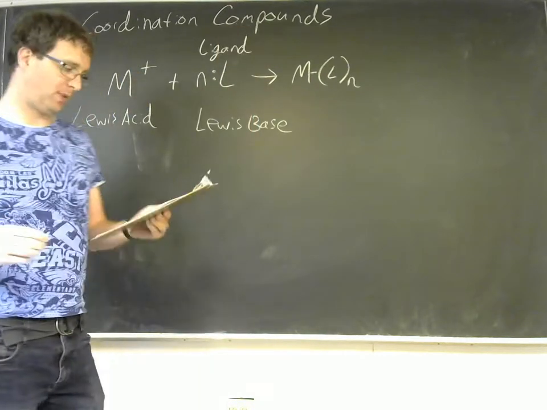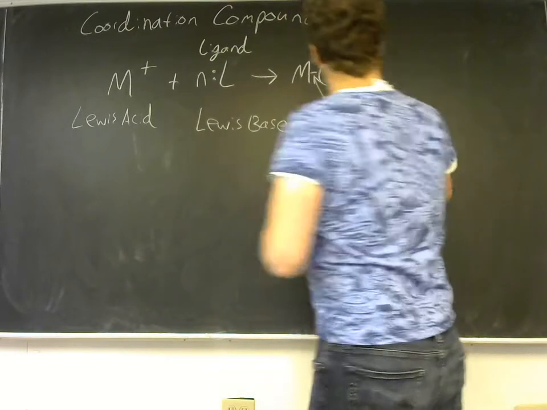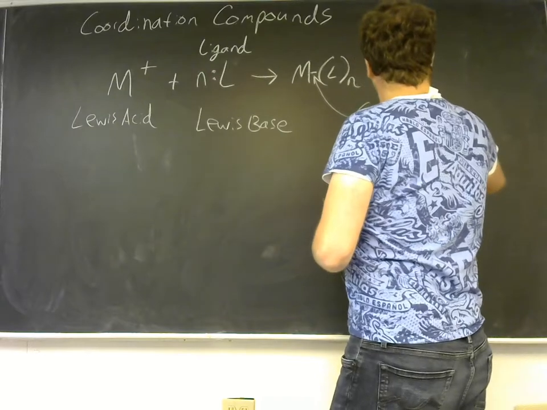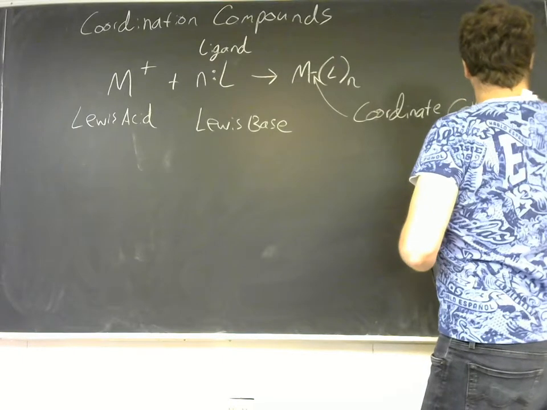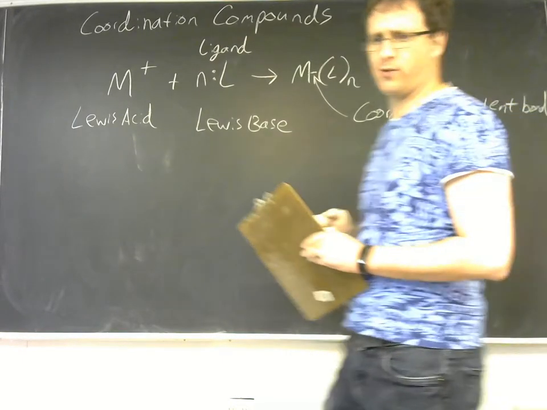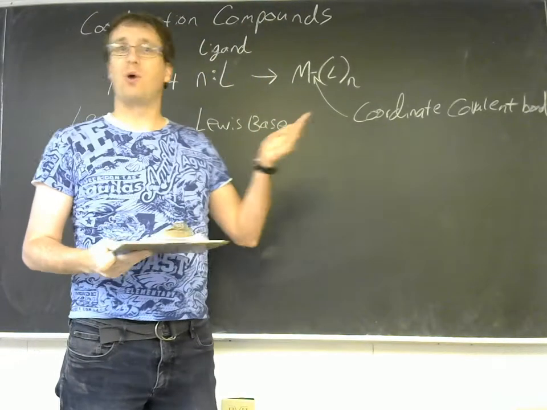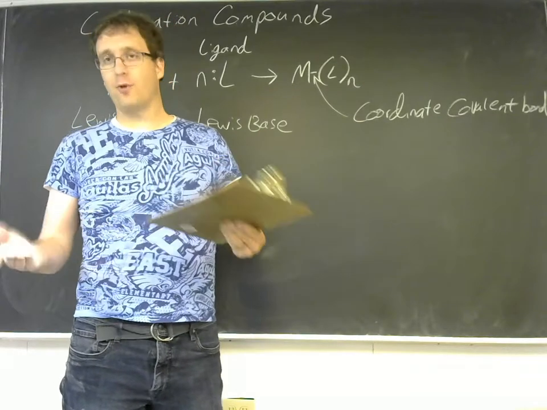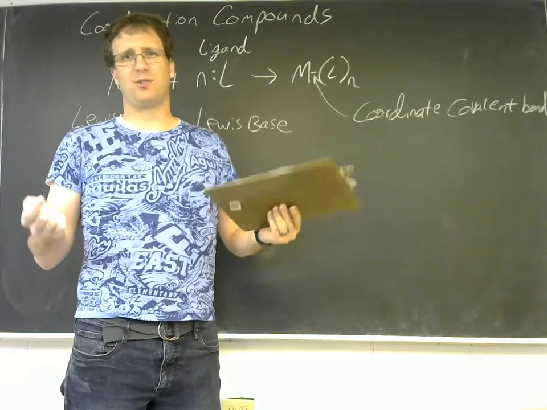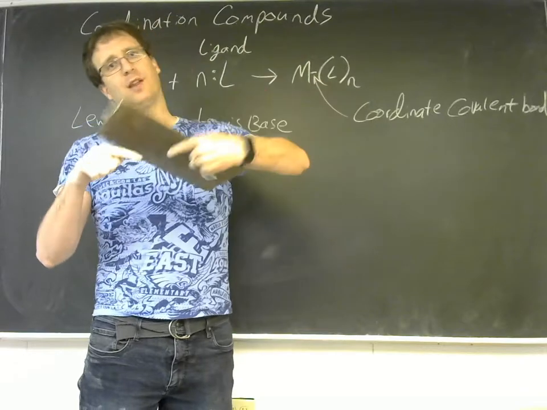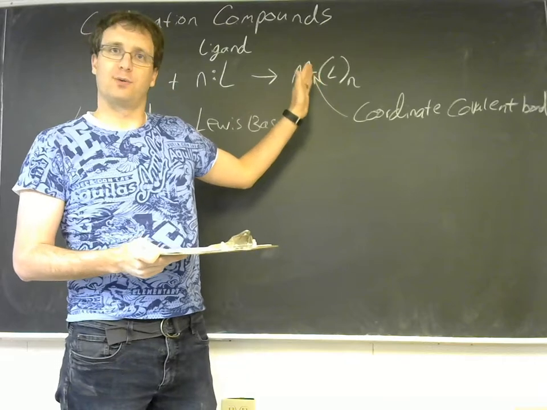This is called a coordinate covalent bond. Okay, so coordinate covalent bond, is that on screen? Just barely. Okay. A coordinate covalent bond is a bond where both electrons that form that bond were donated by one of the bonding partners. Most bonds will have one electron shared from the left and one electron shared from the right. It's a very egalitarian relationship. Well, here it's very unequal. The ligand provides both electrons.